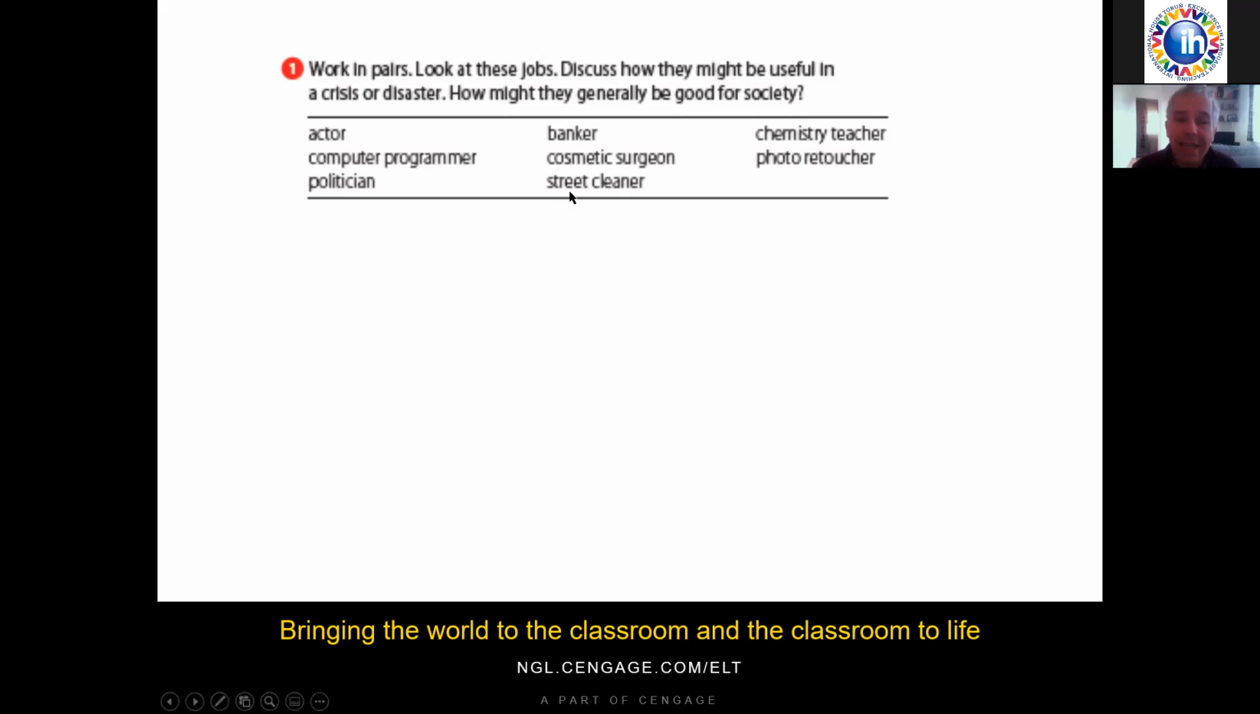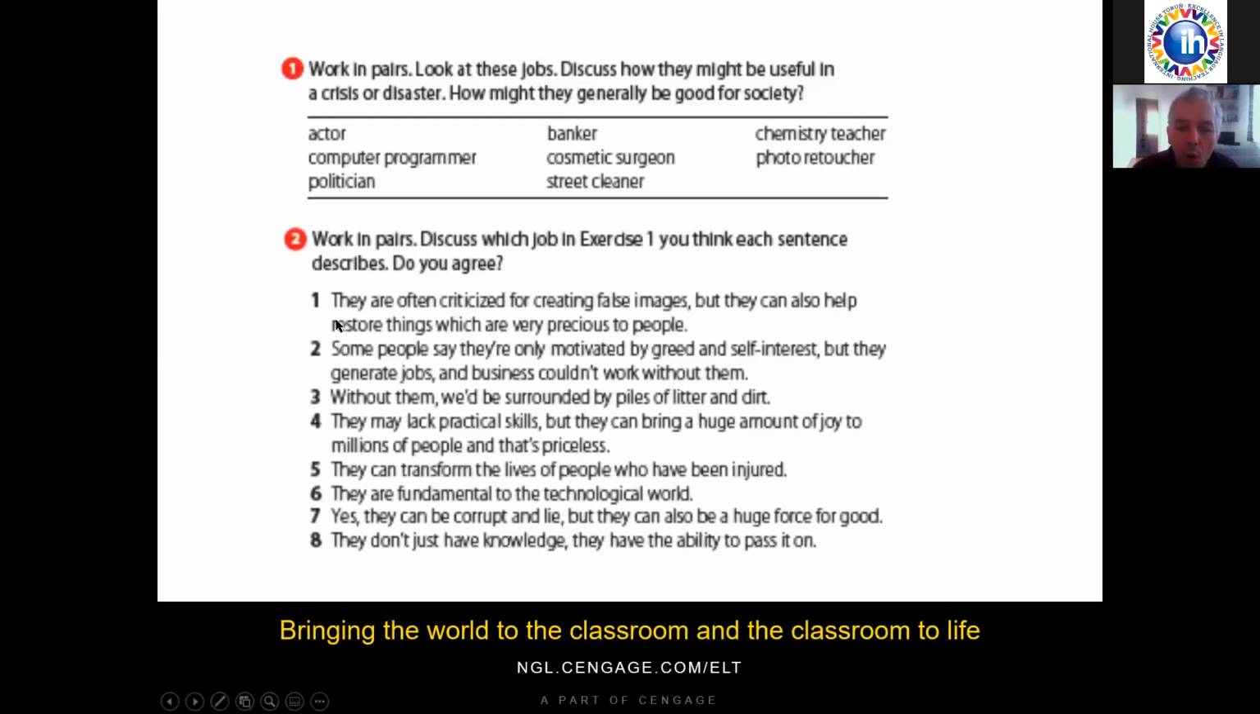So in the same way, we take that idea and try to think about how these people may be good in a crisis or disaster, or how they might be generally good for society. And again, what we're doing is we give them some ideas. In this case, it's just matching to who the people they might be talking about.